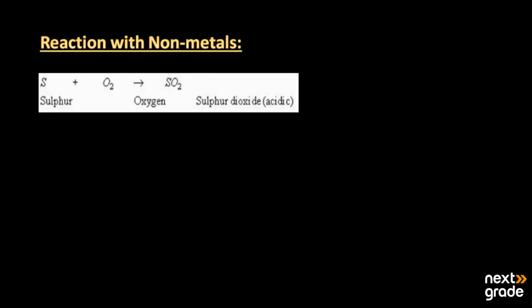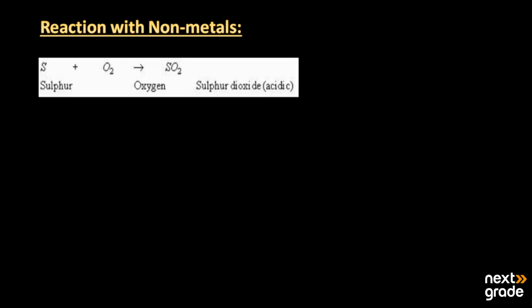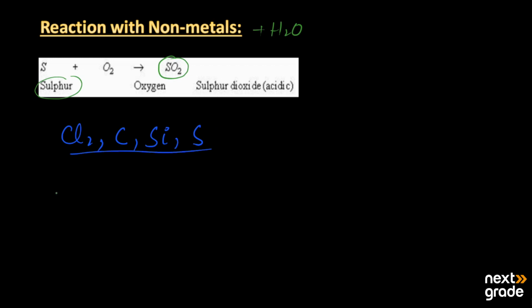Next, we have the reaction with non-metals. We have a lot of non-metals around us. Likewise, here we have the reaction of sulfur plus oxygen, which produces sulfur dioxide. Here sulfur is a non-metal, but we will discuss its reaction with the water molecule. For example, water can react with chlorine, carbon, silicon and sulfur. So let's look at its reaction with sulfur.